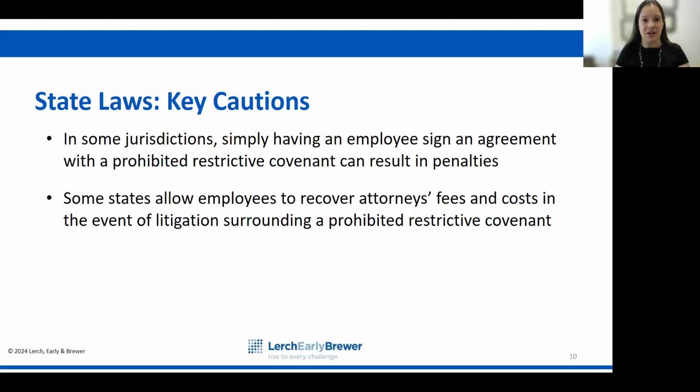But in some jurisdictions like Virginia, just having someone sign that agreement when they're prohibited from signing it under the statute triggers penalties. So you want to be really careful to make sure you understand, when you're asking someone to sign the agreement, is this an agreement we genuinely are permitted to have? And some states do allow a collection of attorney's fees and costs in the event that the employee has to sue to try to get a declaration that this agreement you've asked them to sign is null and void, or that they have to defend against an effort to enforce a prohibited restrictive covenant against them.